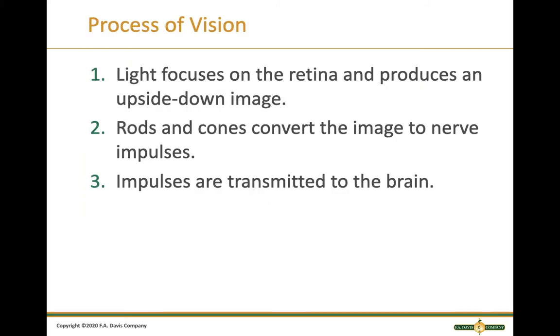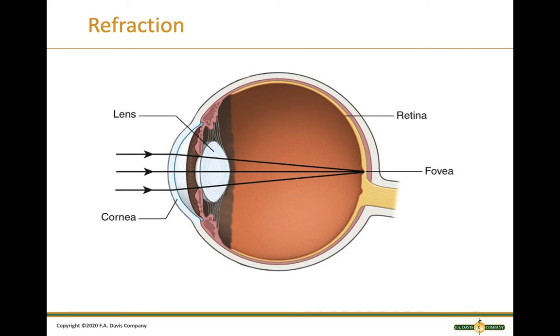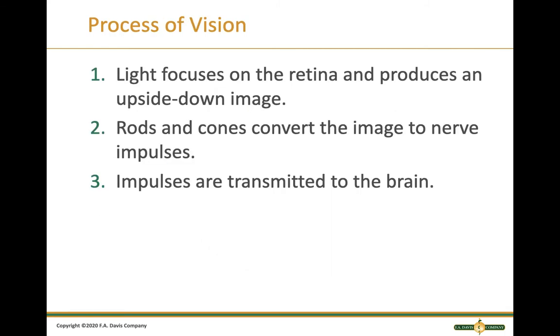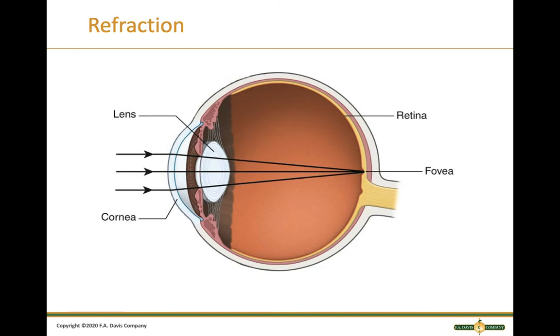Alright, so let's talk about the process of vision, the things that have to happen for vision to occur. First, light focuses on the retina and produces an upside down image. The rods and cones then convert the image to nerve impulses, and then those impulses are transmitted to the brain. So here we can see light being sent to the retina, where it would actually be upside down on the retina, and then again the rods and cones convert the image to nerve impulses, and then those are transported back to the brain.